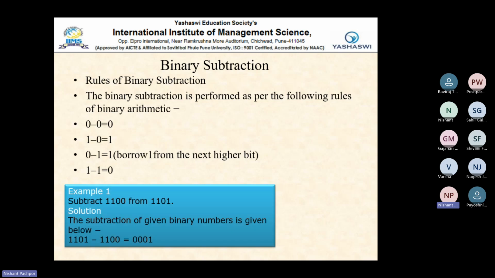We go for the binary subtraction. Subtract 1100 from 1101. So we are performing the operation: 1 minus 0, as per my rule, is 1, and 0 minus 0 is 0 as it is. 1 minus 1 is 0, and 1 minus 1 again is 0. The output is 0001. So this is the binary subtraction.